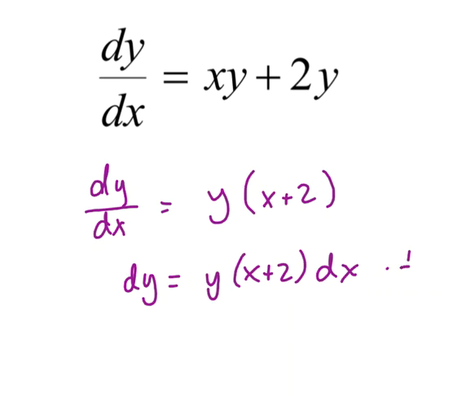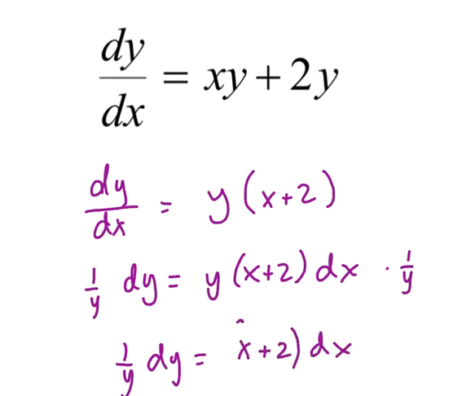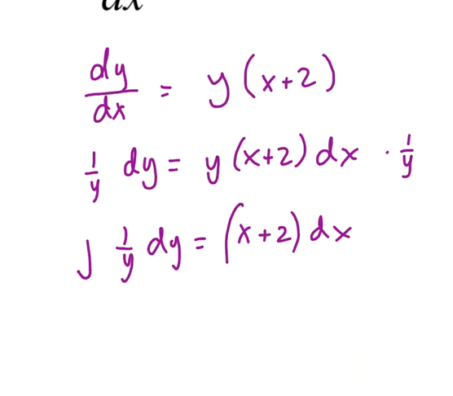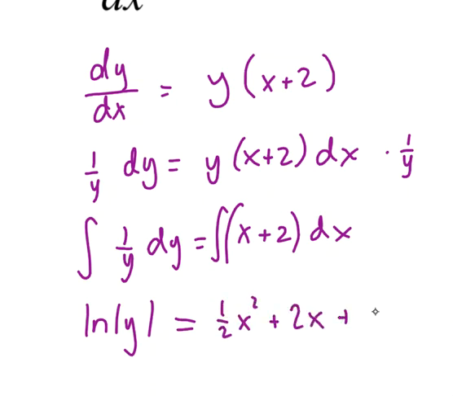Now I'm going to multiply by 1 over y. 1 over y is equal to x plus 2 dx. So now I have separated, and now I'm going to integrate. The antiderivative of 1 over y is ln of the absolute value of y. It's equal to 1/2 x squared plus 2x plus c.